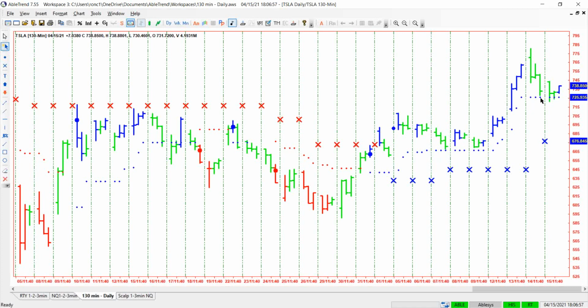These are great places to be buying, never selling. Selling would be the opposite. So buy on blue. AbleTrend's been saying for 25 years, buy on blue, sell on red. What does that mean?